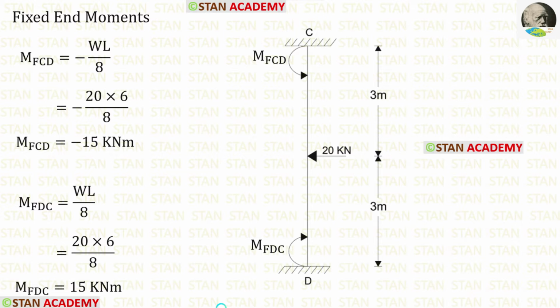Now let us find the fixed end moments in the column CD. In the column CD, there is a point load 20 kN. It is acting in the center. The formulas to find the fixed end moments are minus W L upon 8 and positive W L upon 8. In the formula, let us apply the values. W is 20, L is 6. When we apply them, we are getting M of CD and M of DC.